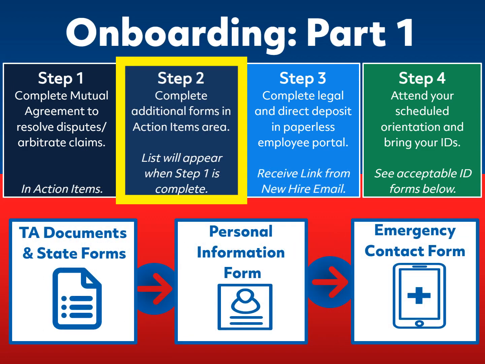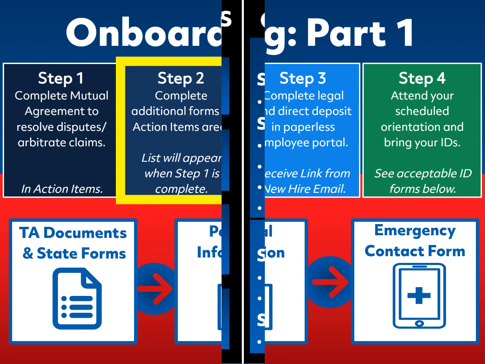Onboarding Step 2 requires the completion of additional forms in the Action Items area. These forms will display after Step 1 is completed. These forms include the TA documents and state-specific forms as well as the Personal Identification Form and the Emergency Contact Form. Click Submit after completing each document to continue.